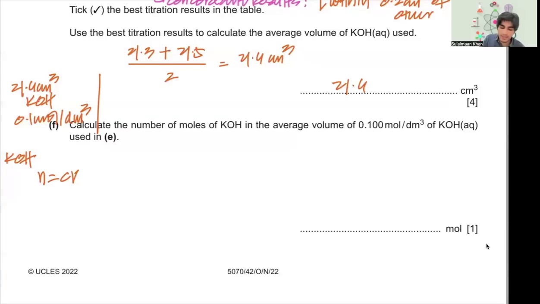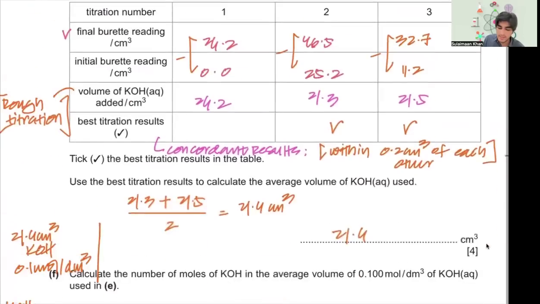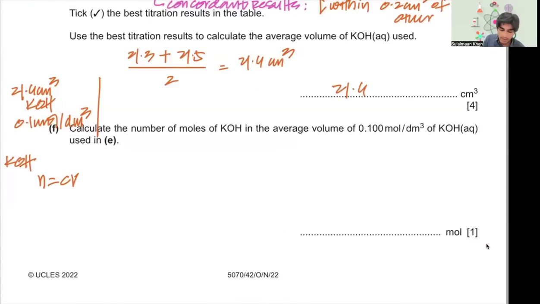And then in the next part, he'll ask you to calculate the moles of sulfuric acid. Okay, so n equals concentration times volume, the concentration is 0.1 and the volume is 21.4. But remember, this is in cm cube and that's in dm cube. So to convert cm cube into dm cube, you have to divide it by 1,000.